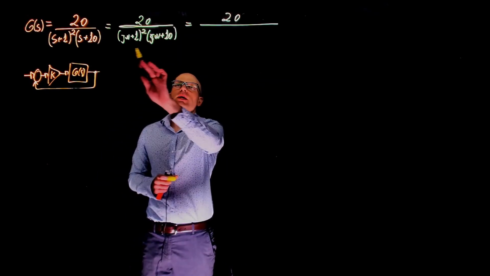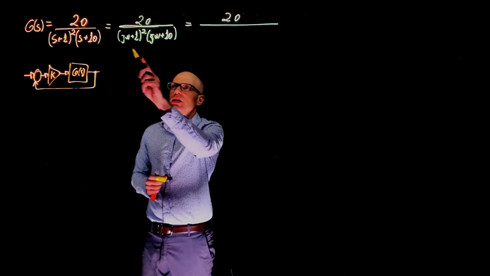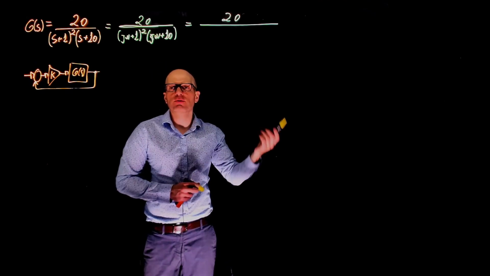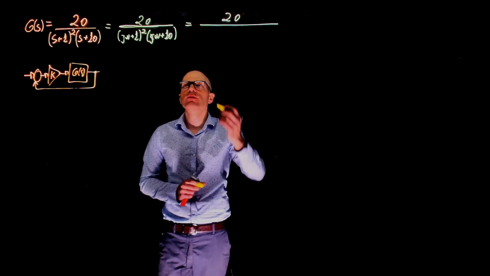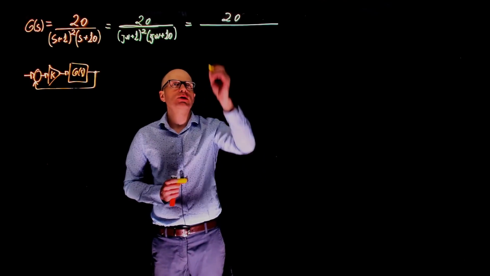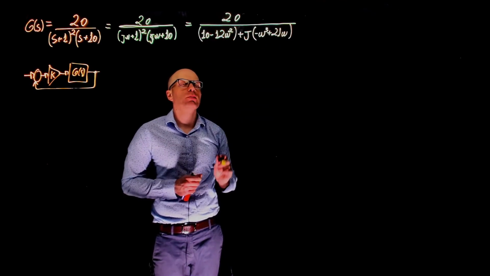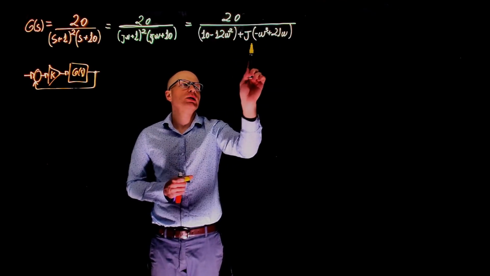And now we can multiply out this denominator. Remember always that j times j is -1, j times j times j is -j, and so on. I'll just give the result of this manipulation here. That is very simple math. And here we can split the real and imaginary part of the denominator. We group the real part and the imaginary part.